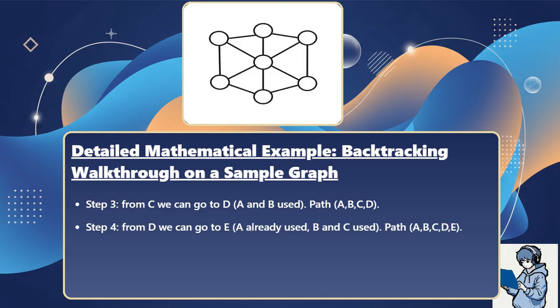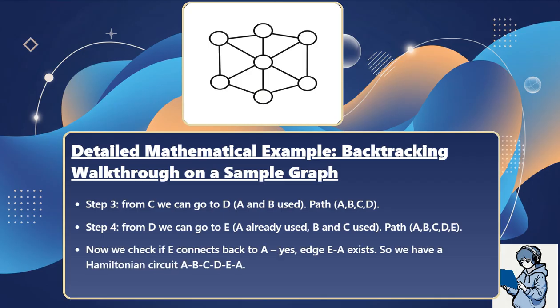Step 4, from D we can go to E. A already used, B and C used. Path A, B, C, D, E. Now we check if E connects back to A. Yes, edge E-A exists. So we have a Hamiltonian circuit A-B-C-D-E-A.